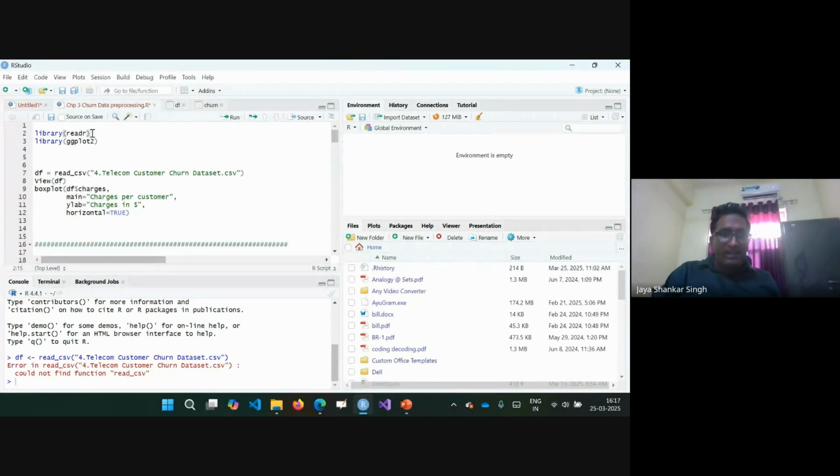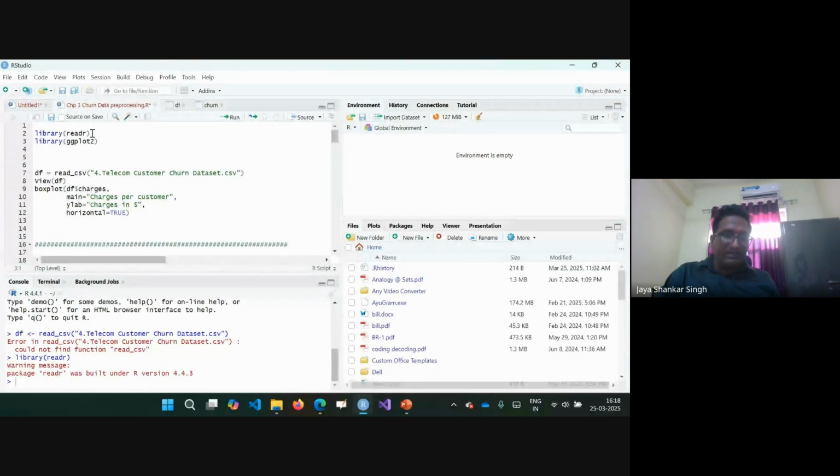Now, if I use Control plus Enter again, I have loaded this reader function. Although I'm getting a warning, the package readr was built under R version 4.4.3. Nothing to worry about with the warning. You only have to worry about the error.